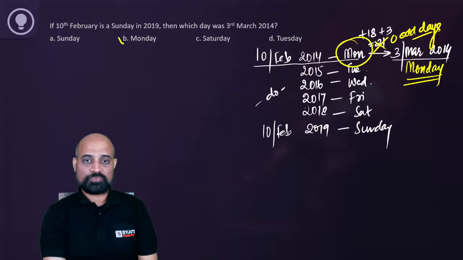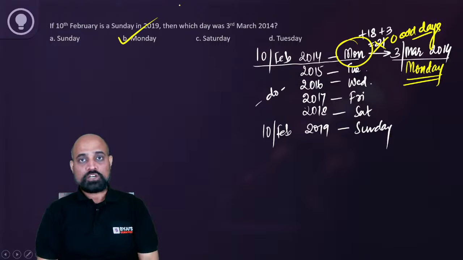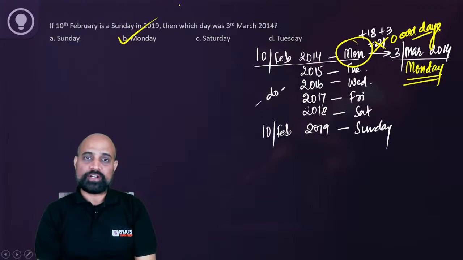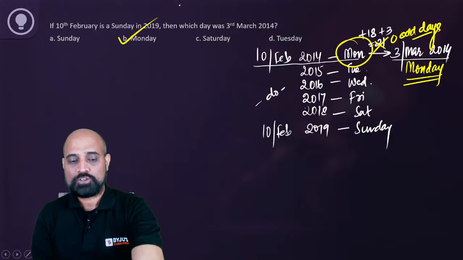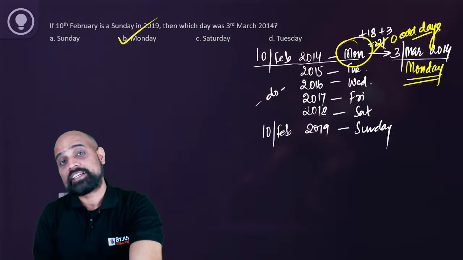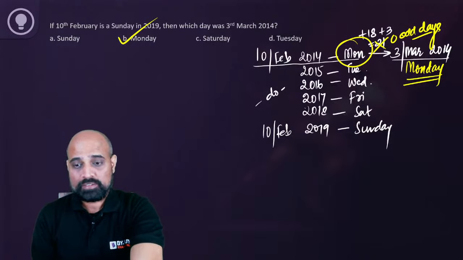So Monday. So year wise, we moved backwards. Date wise we had to move 21 days or 3 weeks ahead. You will never include the date that you're starting with. You will always include the date that you end up at. Right?